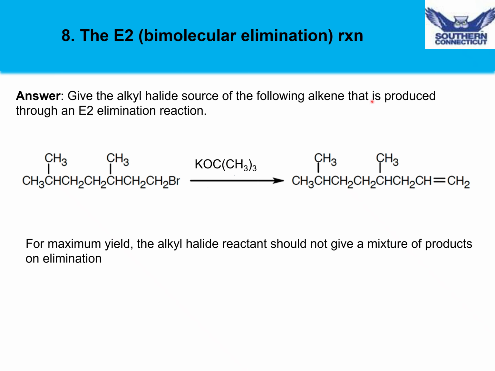To answer this question, we want to look at the product that we're trying to form, which has a double bond between these two carbons. So looking backwards at what we started with, the alkyl halide would have to be one that has the halogen either on this carbon or on this carbon. And we would be removing a hydrogen from the opposite carbon.